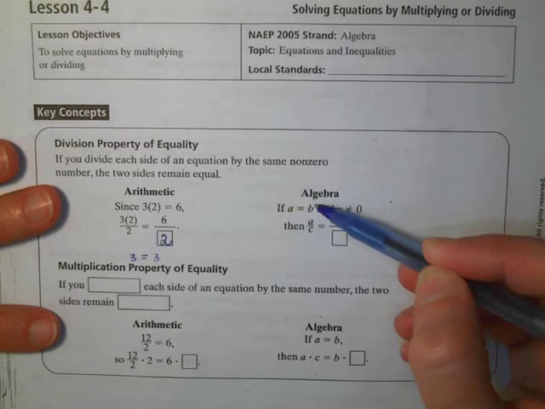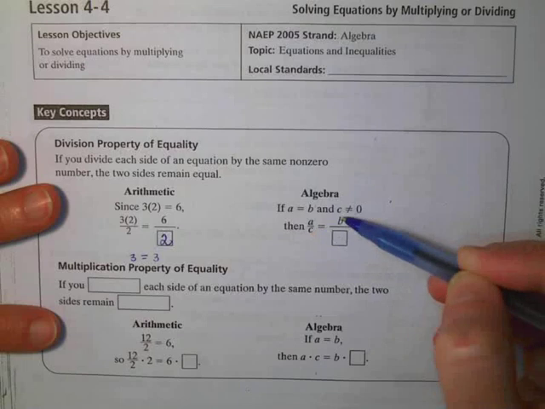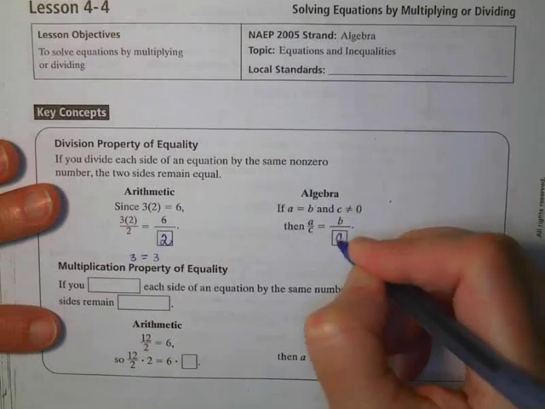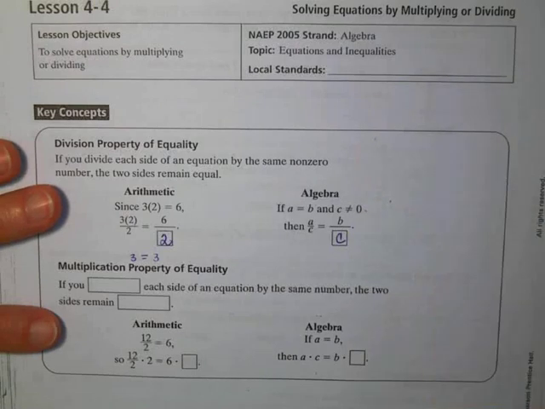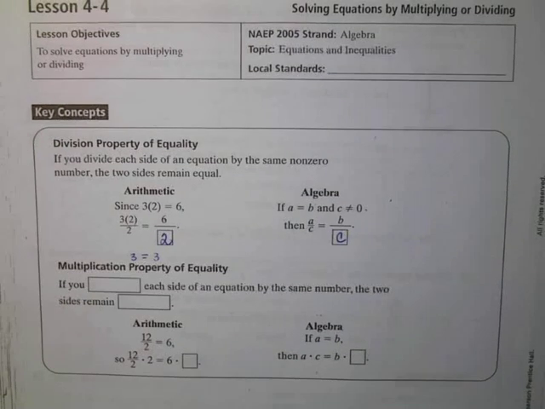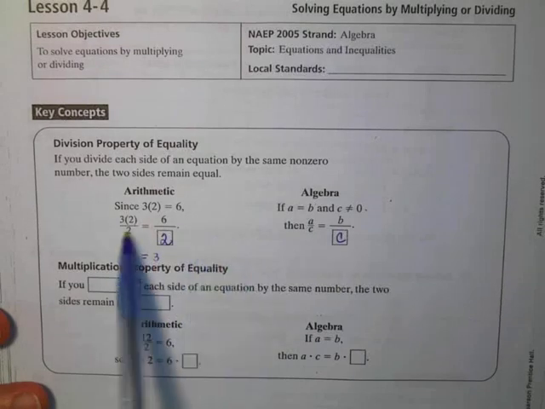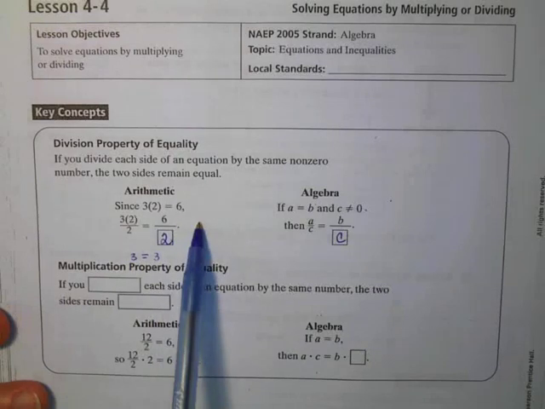Not as easy to see with variables, but the idea is the same. If A is equal to B, then A divided by C is equal to B divided by C. However, there is a stipulation that C cannot be 0, because division by 0 is undefined. So in this case, we're dividing each side by the same number, and if we do that, we should maintain equality.